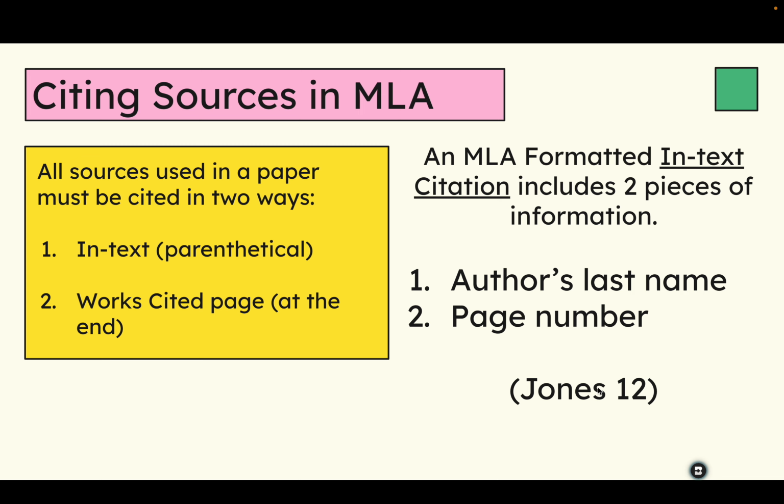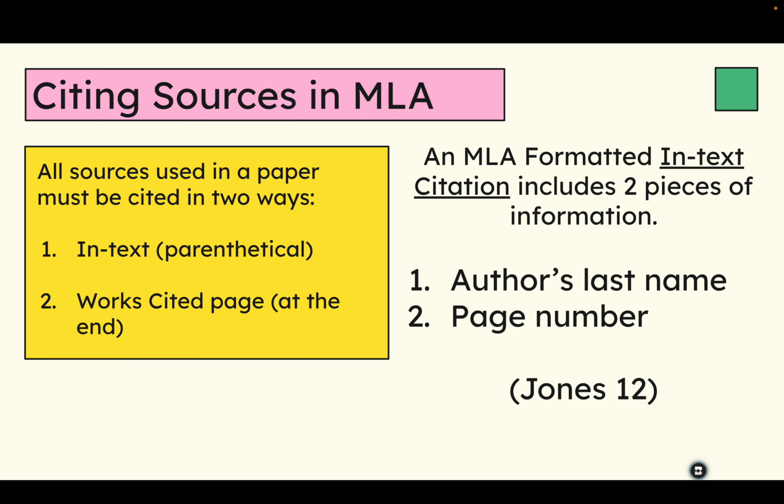The basic standard MLA in-text citation includes two pieces of information, only these two things. If the source has an author and the source is paginated or has page numbers, the in-text parenthetical citation looks like this: author's last name, space, and then the page number. Please notice there's no P period for page, there's no PG, there's no word page, there's no comma between these two things. It's just author's last name, space, and page number.